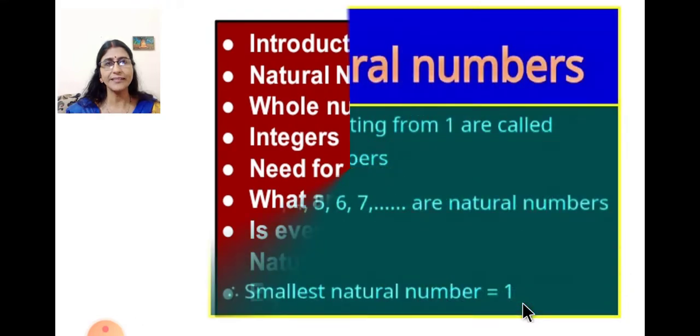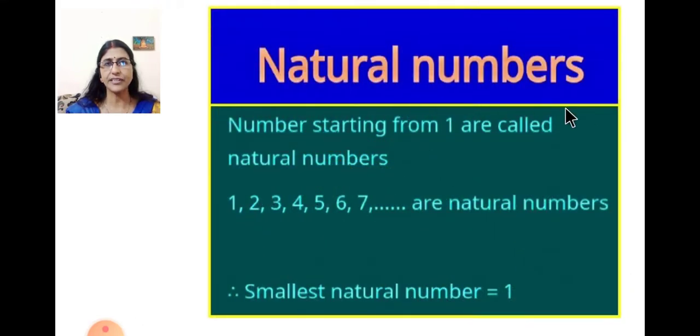So let us start. First is natural numbers. You know about it. Numbers starting from 1 are called natural numbers. Like here, this is the example. 1 to infinite are natural numbers. And the smallest natural number is 1.